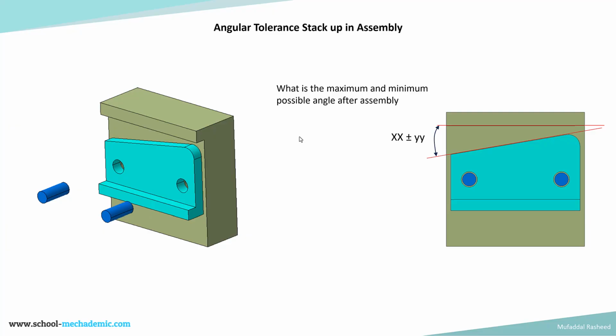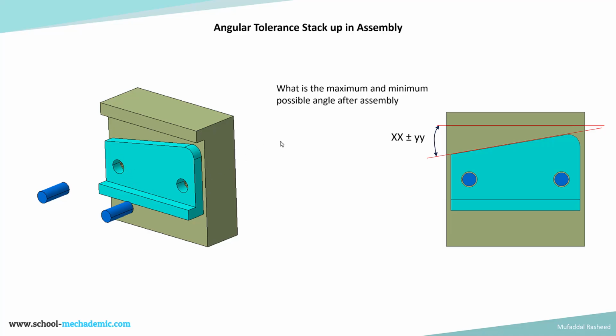What is the maximum and minimum possible angle for a specific angular specification in the assembly? So let's say you have two parts which are being assembled. This is one part and this is another part, the sand color part, and it is being assembled using fasteners. The main block has two threaded holes. This is one threaded hole, this is another threaded hole, and this sand color block has two clearance holes.